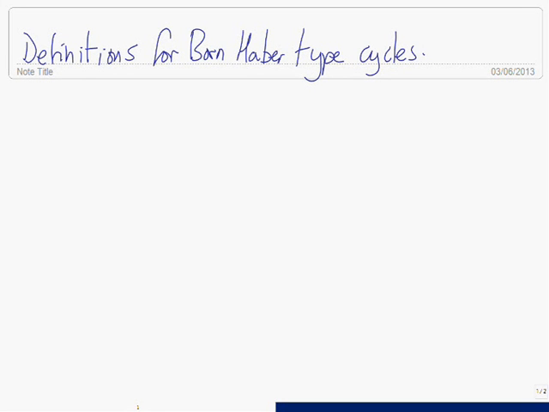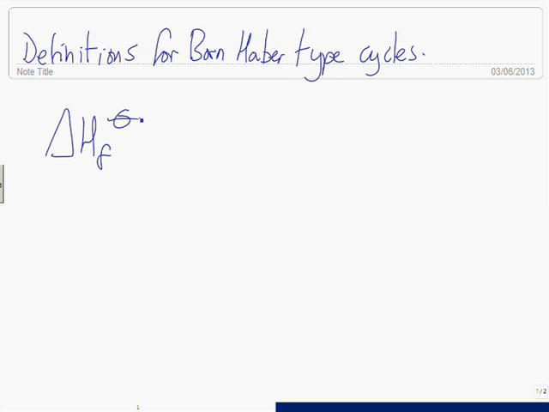So, before you actually start working on Born-Haber cycles, you need to make sure that your definitions are thoroughly learned. So let's just go through the ones that you are probably going to need, and one or two that you may not come across, but they're worth knowing just to note the difference between some definitions. So let's start with the basic one: standard enthalpy of formation, delta H f.